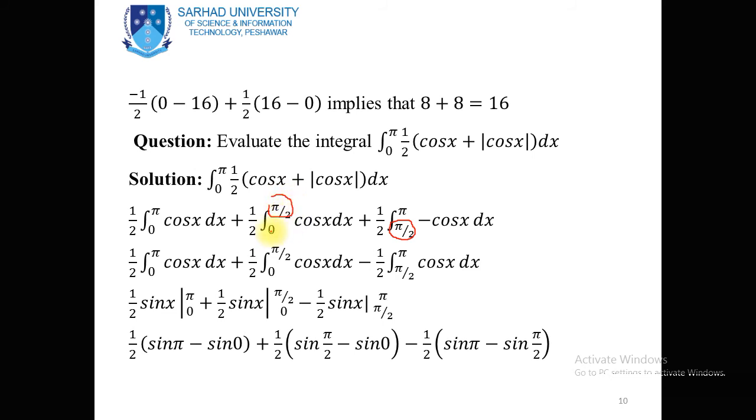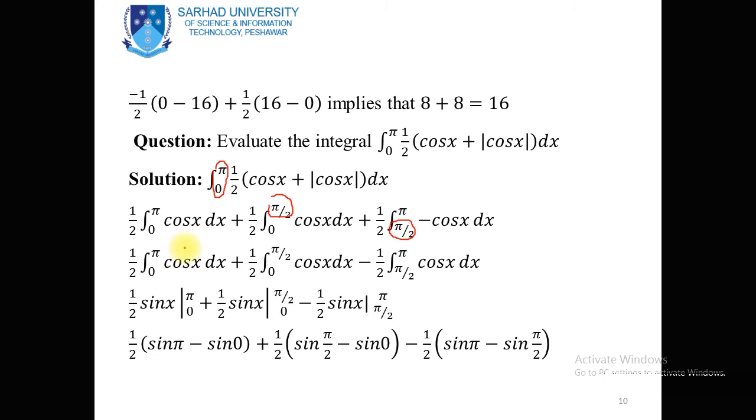For this situation, adding these two limits and dividing by 2 means finding the midpoint of these two limits. 0 plus pi divided by 2 is equal to pi by 2. So pi by 2 is a value which is greater than 0 and less than pi. Now we can write the integration of plus cos x with respect to x from 0 to pi by 2, and the integration of minus cos x from pi by 2 to pi.